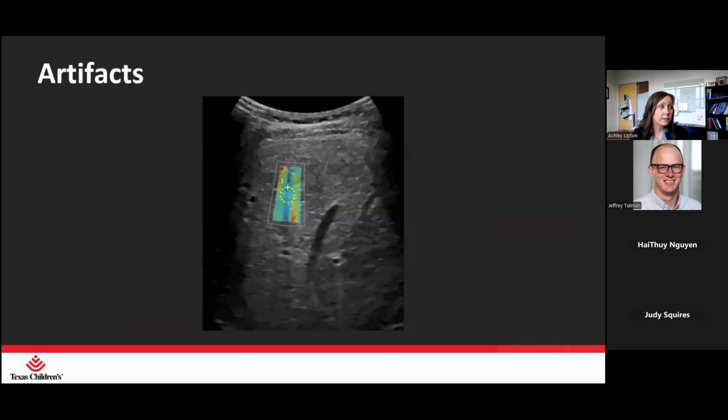But I do want to add, elastography does have artifacts. One known artifact is the blue line artifact, which you can see on this image. If this line is present, don't use the sample, as the stiffness will be unreliably low.